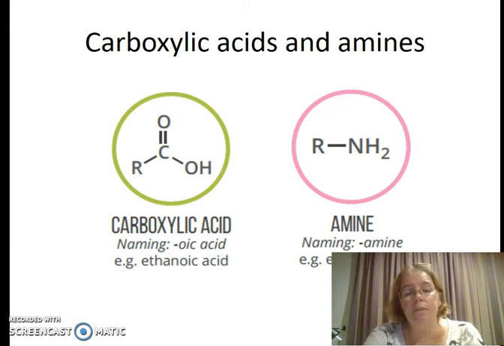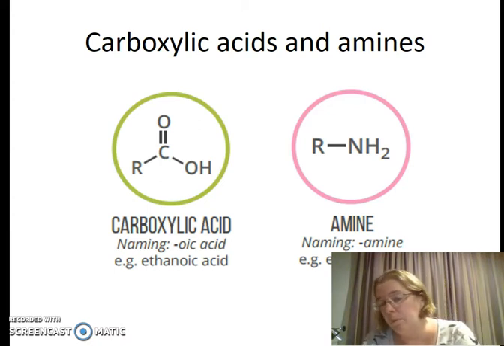Our amines are bases, and they have a nitrogen atom associated with them. Now, although this diagram shows an NH2 group, it doesn't have to be an NH2 group. It could be a nitrogen attached to 1 hydrogen and a second carbon atom. It could be a nitrogen attached to no hydrogens and in fact attached to 3 different carbon chains. However, all of those are named as something amine, or sometimes they're named as something amino, something alkane.